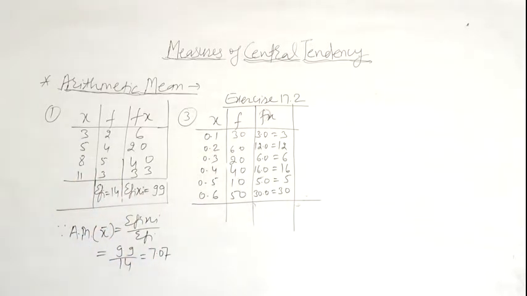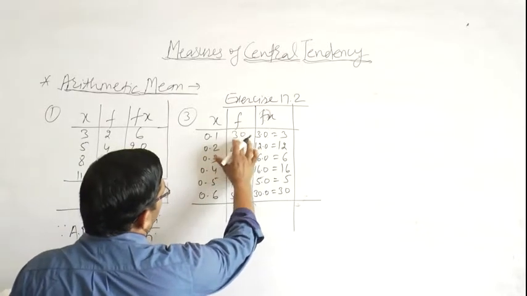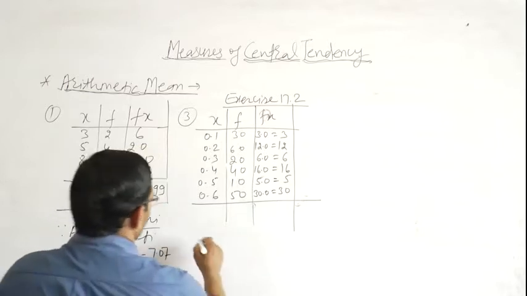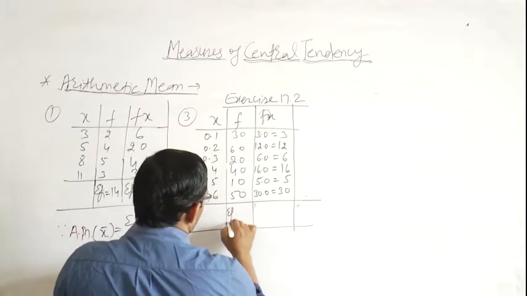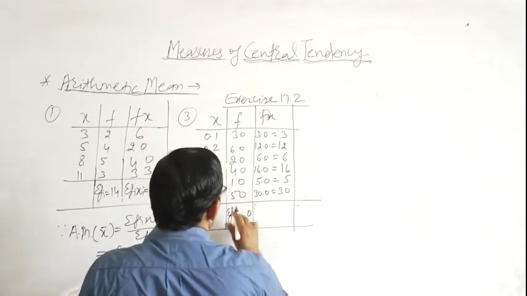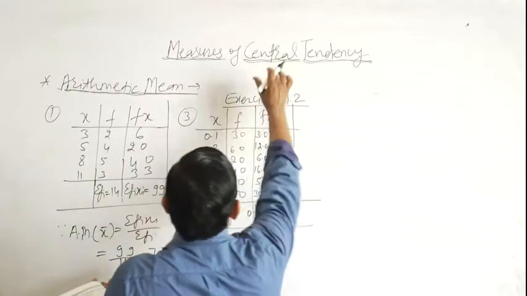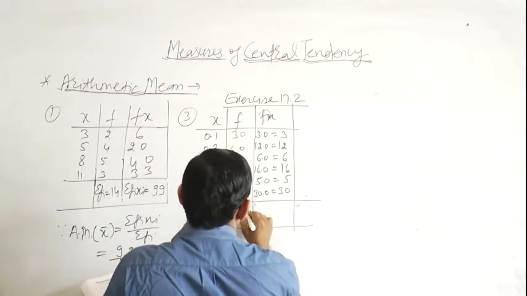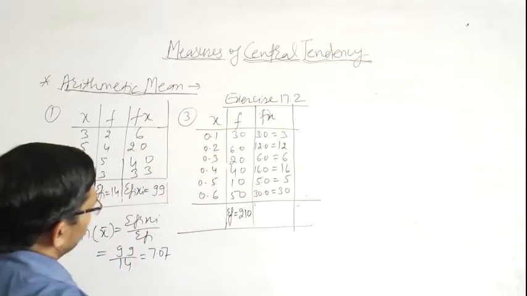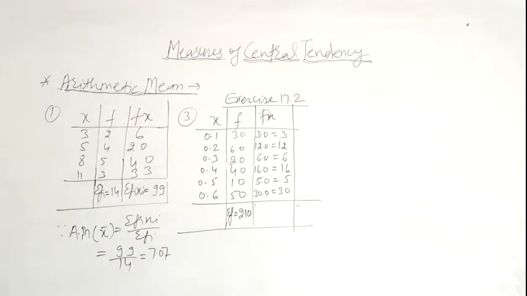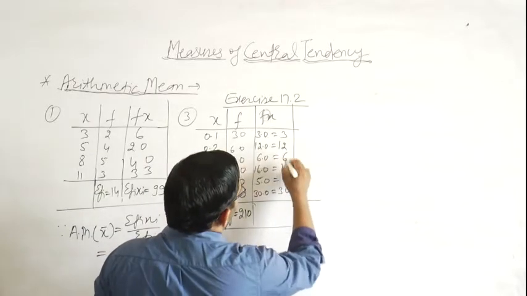We find fx. So 30 multiply 0.1, we get 3, and after one decimal, so 0. Then sigma f is 0, 5.6, 10, 210. Sigma f is 210 and sigma fx is 72.